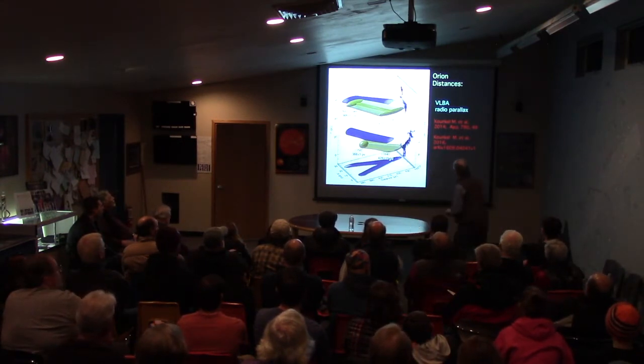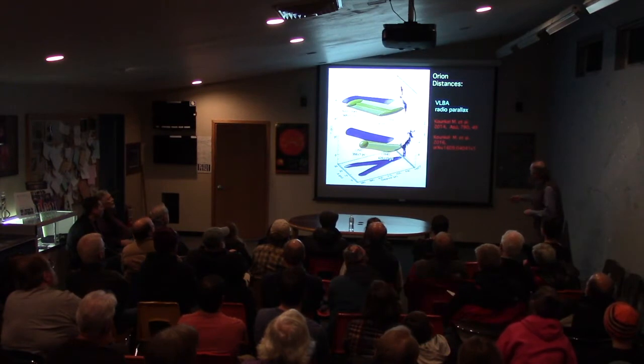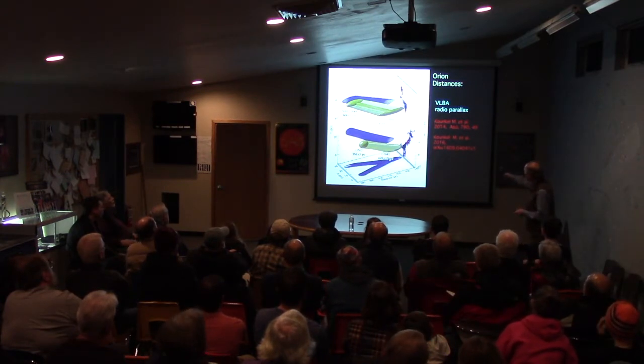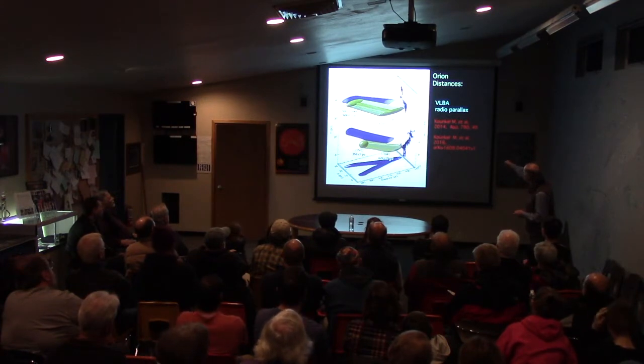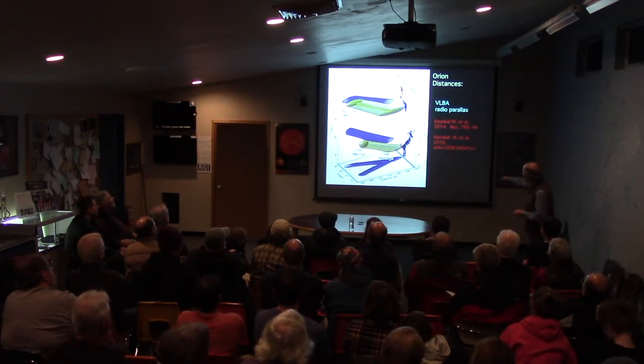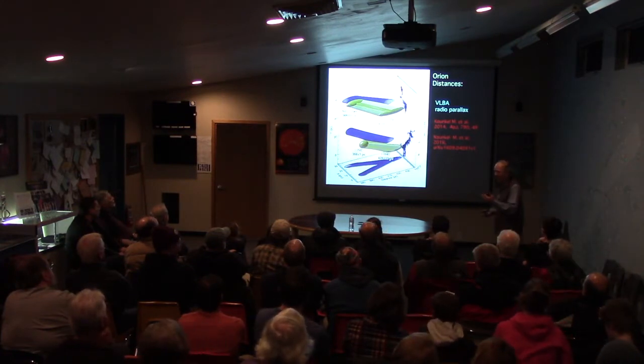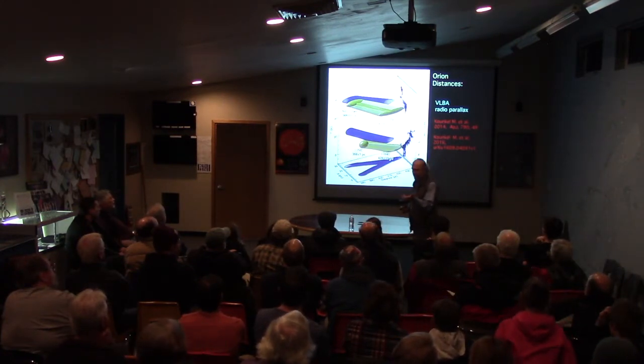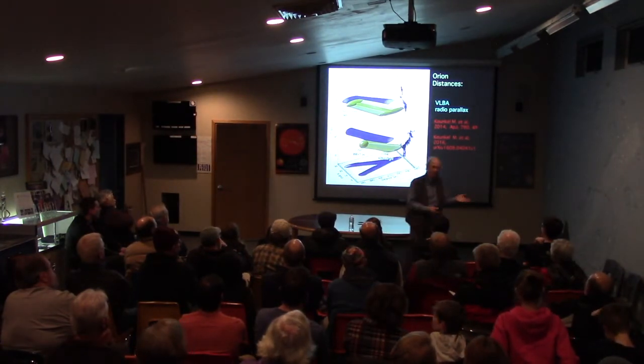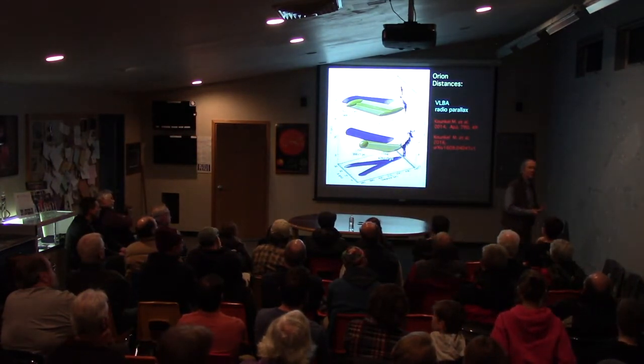In fact, this is a cartoon which illustrates the same cloud I showed you before in the previous slide, where the Orion Nebula is, up here in the upper part of Orion. And this is now showing the distance in units called parsecs. A parsec is roughly 3 light years. So 400 parsecs is roughly 1,200 or 1,300 light years.